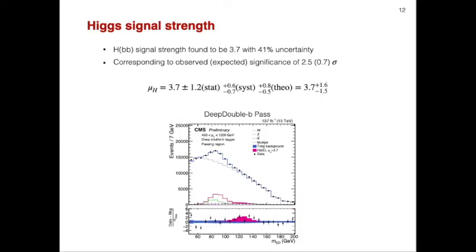Then we move on to extract the Higgs signal strength, which is found to be 3.7 with roughly 41% uncertainty. This analysis is still statistically limited, with one of the leading sources of uncertainty coming from the ones related to the modeling of the mass sculpting shapes. This signal strength corresponds to an observed significance of 2.5 sigma, where the expected one is 0.7 sigma.